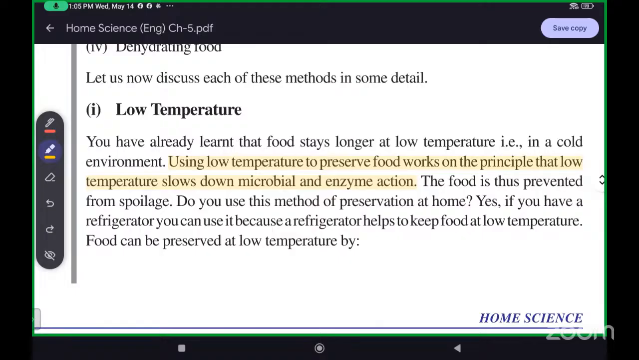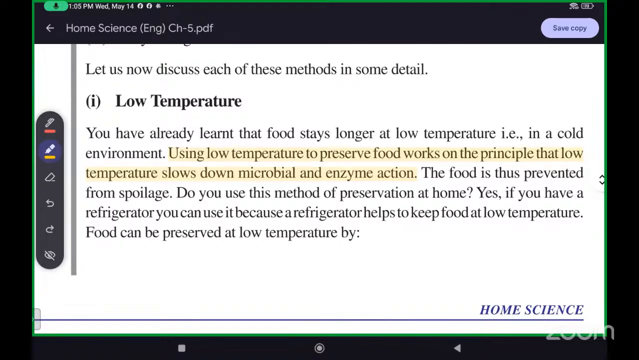Okay. Now, do you use this method of preservation at home? Yes, we have a refrigerator. We can use it because a refrigerator helps to keep the food at low temperature. Foods can be preserved at low temperature.